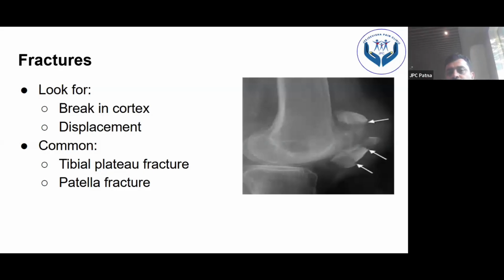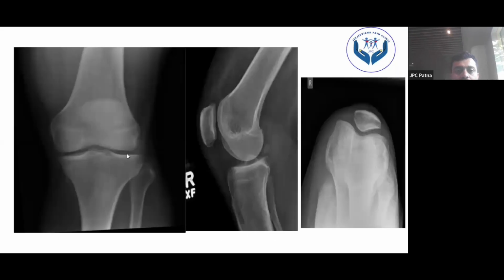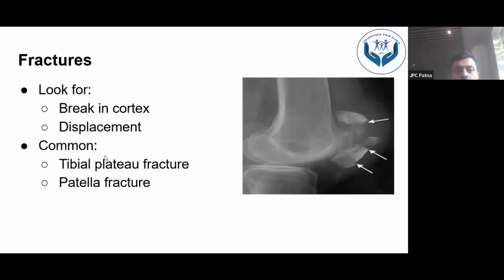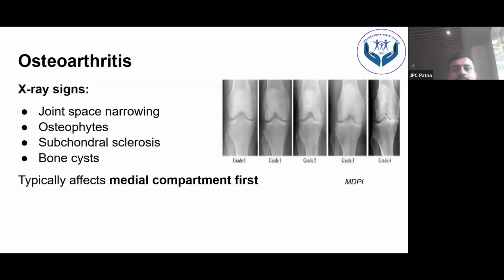So the fractures are there. Look for whether there is any break or any displacement. It is also common for the tibial plateau fracture or the patella fracture. When I am saying tibial plateau, there are two types of plateaus. This one is the lateral plateau, and this is called the medial plateau. If there is a fracture around this, definitely, you have to be a bit cautious. Patellar fracture is very common. It is visible here, and what type of fracture it is, how many parts there are, and all these things can be seen. Skyline will definitely be needed.